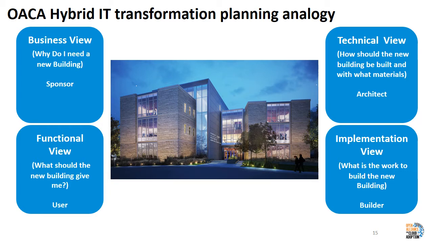2. The functional view. This answers the question, what will a new building give my enterprise? 3. The technical view. This answers the question, how should the new building be built and with what materials? And 4. The implementation view. This defines what is the work that will be needed to be done to build the new building.